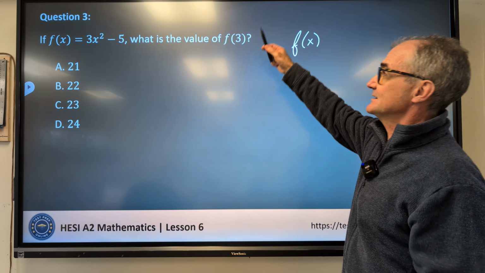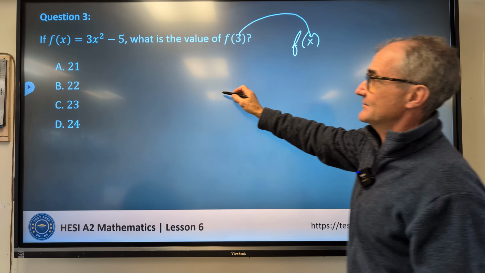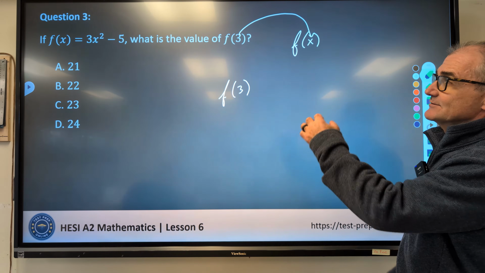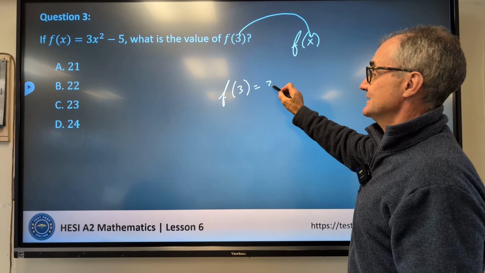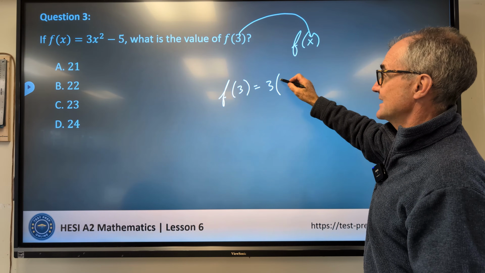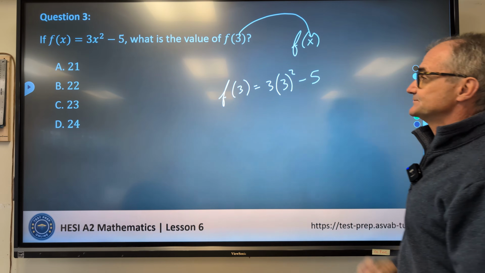What is f of 3? It is saying take 3 and plug it in for x. So f of 3 is going to be wherever there's an x, there is now a 3. So I have 3, the 3 that's up there, x, which is also 3. So I have that 3 that I'm plugging in, minus 5.